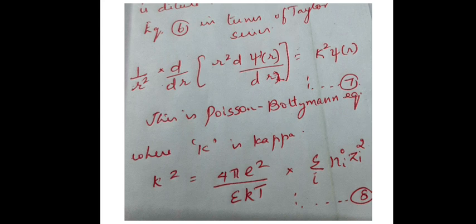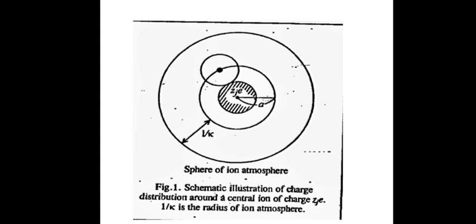So this is equation 8. Here I have shown the diagram in which you have the positive charge in the center, with a charge of Zi e, and a is the distance of the closest approach. And 1 by kappa is the radius of the ion atmosphere. So this is the sphere of ion atmosphere.